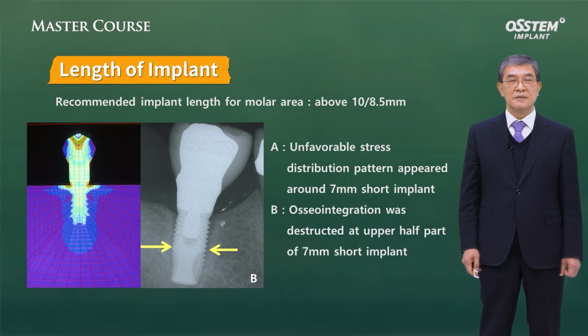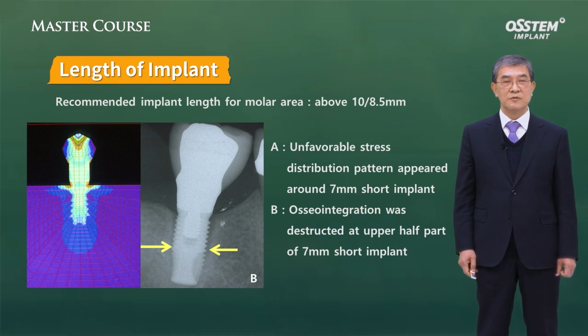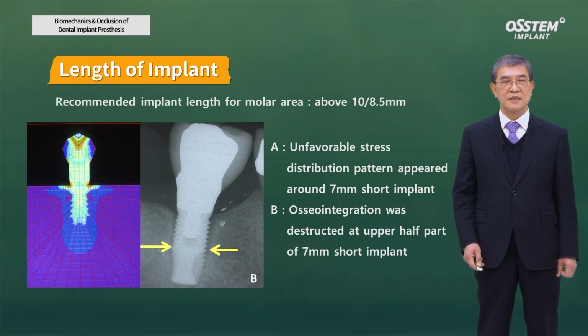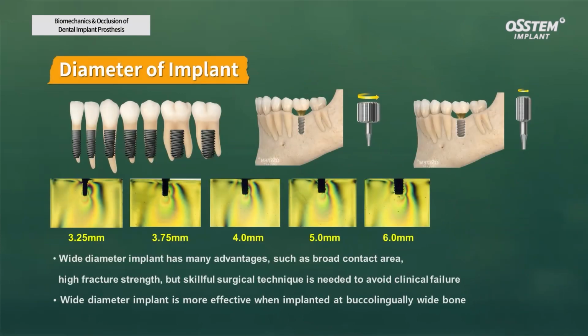As shown in this slide, if you place a 7mm implant and if excessive stress or occlusal load is applied, failure can occur. Next is the diameter of the implant. Compared with a narrow diameter implant, it is better to use a wide diameter implant. A wide diameter implant has many advantages such as broad contact area.